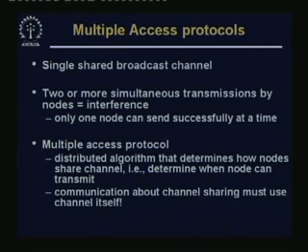So, there may be a single shared broadcast channel, there may be many also, or more than one. Two or more simultaneous transmissions by nodes will mean interference. So, only one node can send successfully at a time. Multiple access protocol is a distributed algorithm. So, this is where it differs from multiplexing. It is a distributed algorithm that determines how nodes share the channel, that is, determines when a node can transmit. Communication about channel sharing must use the channel itself.